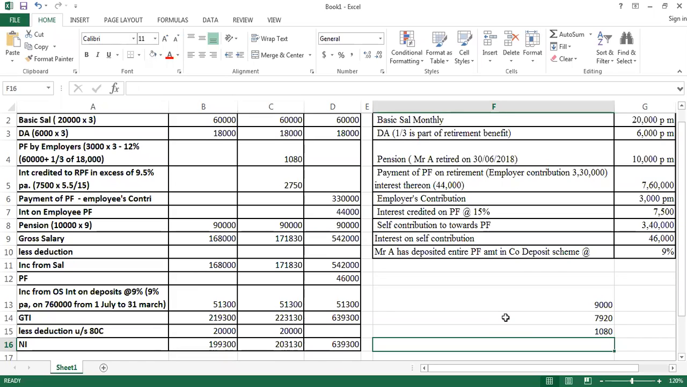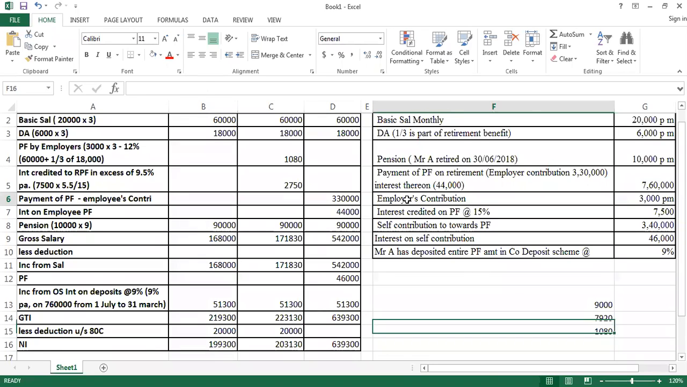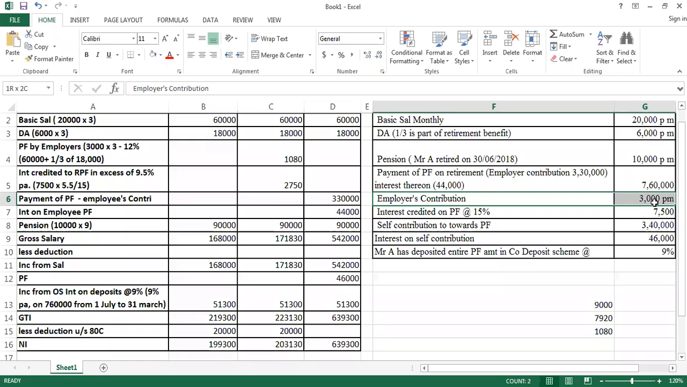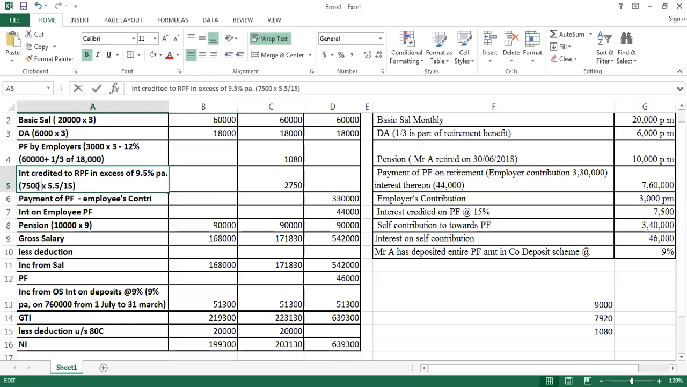Good. Okay, next, interest credited. Just look at this. We have done with the employer's contribution of 3,000 rupees per month. Now we have to check the interest credited. How much is the interest that he has received? He has received 7,500 rupees as interest.